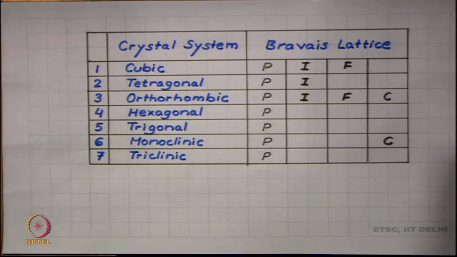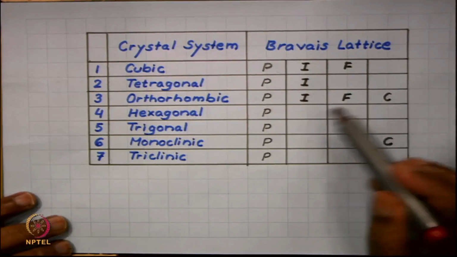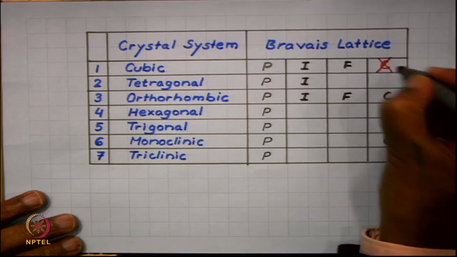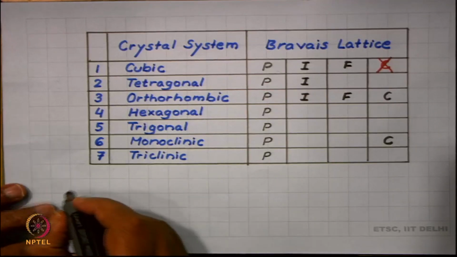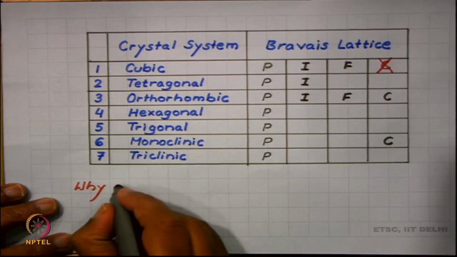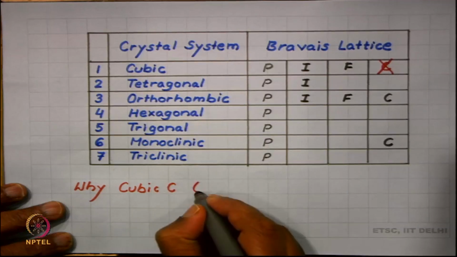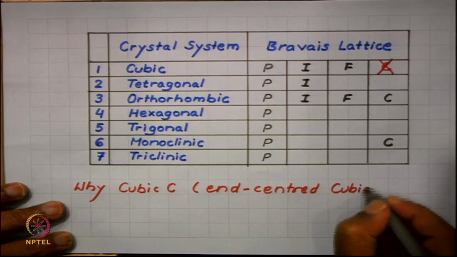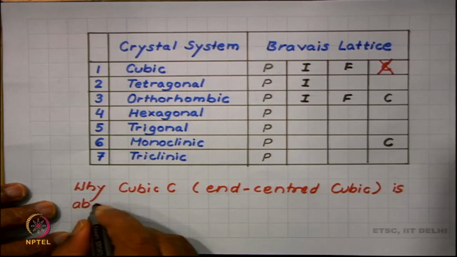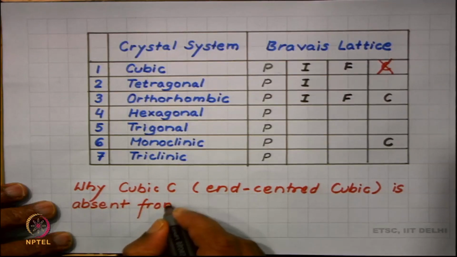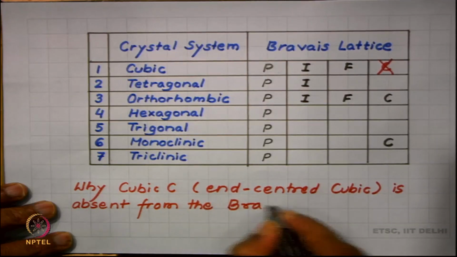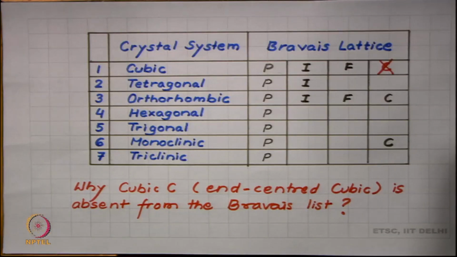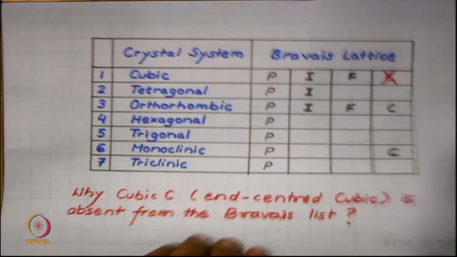We ended the last video with a central question of why there are so many empty boxes in the Bravais list. In particular, why do we not have cubic C? This question is central to the understanding of this list. So, let us write down that question: why is cubic C, or end centered cubic, absent from the Bravais list? Answering this question will lead us to an interesting conclusion about the basis of classification of these lattices.